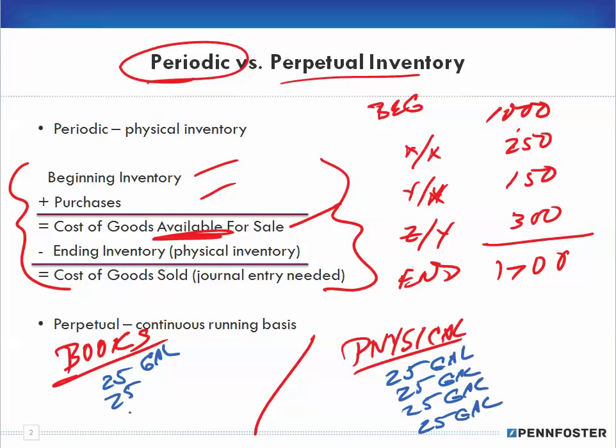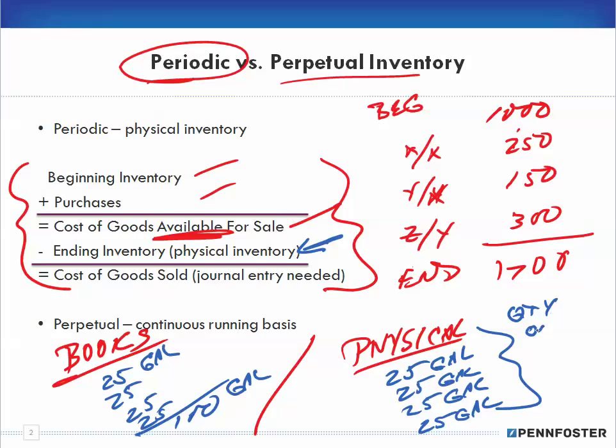So on your books, your books show you have 100 gallons on there. But physically, there's not 100 gallons in there. And so what ends up happening is at the end of the accounting period, you have to do a physical inventory. In other words, you go out and count how many is actually the quantity on hand.